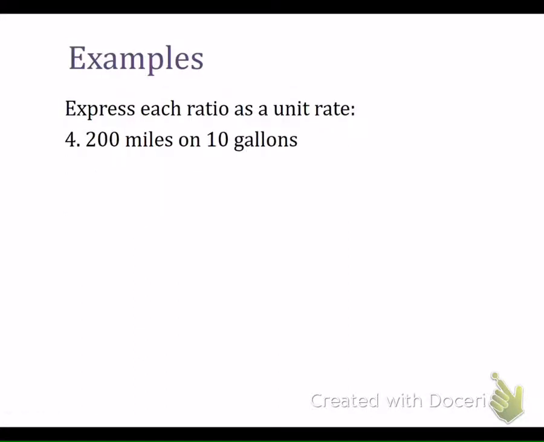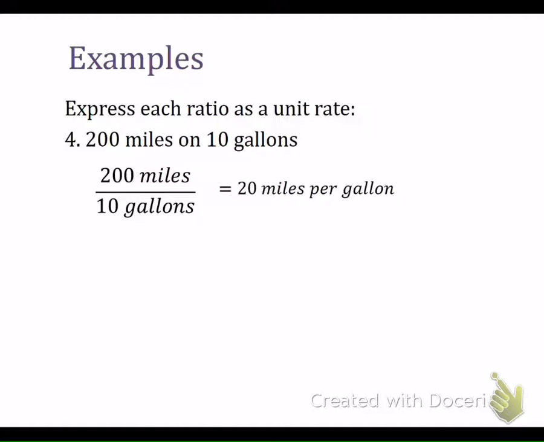So we have 200 miles on 10 gallons. So like if you're driving your car, you go 200 miles, it takes you 10 gallons. First, we're just going to write a ratio. So 200 miles over 10 gallons, and then you can reduce. 20 miles per gallon is absolutely correct.